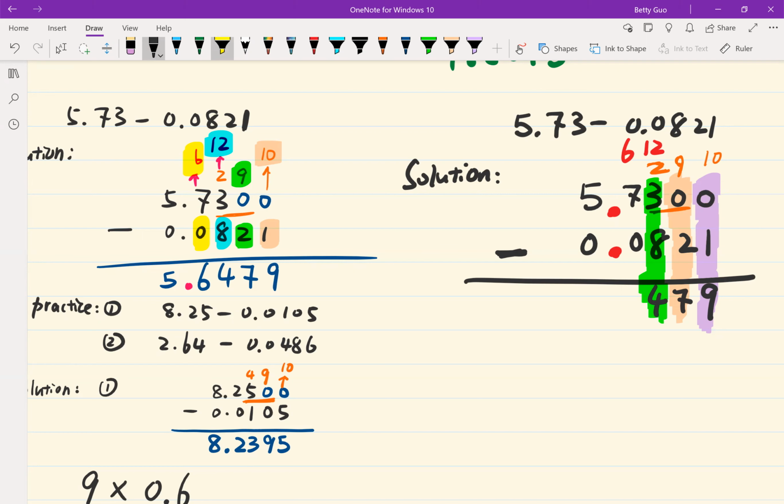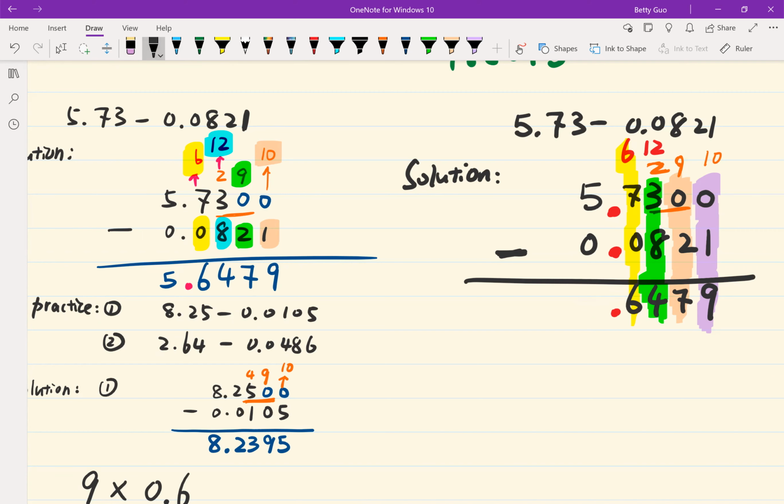And let's see this column. Let's make that yellow. 6 minus 0. Sorry, my bad. 7 becomes 6 now. 6 minus 0 is 6. And then we bring down the decimal point. For the ones, 5 is 5. 5 minus 0 is 5.